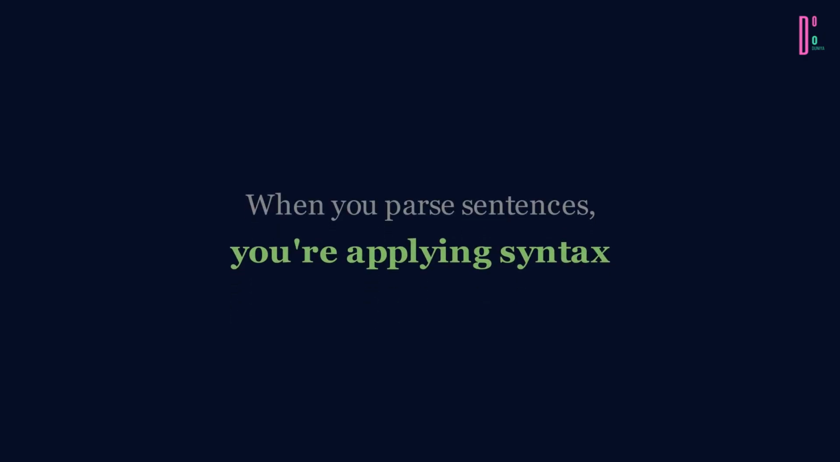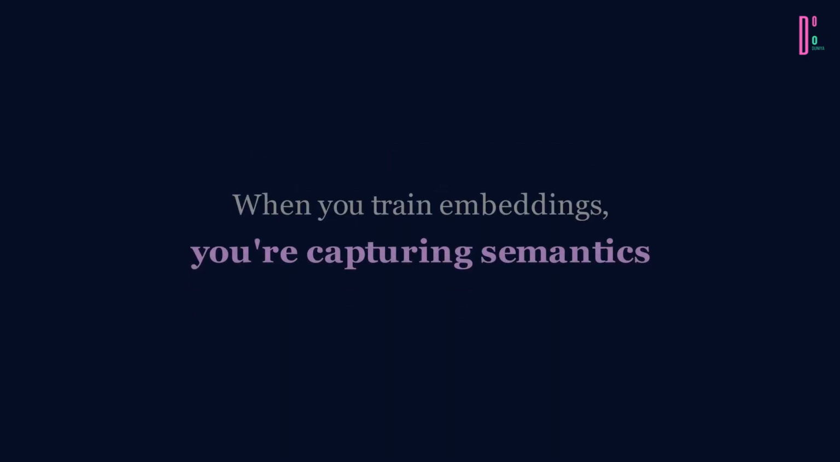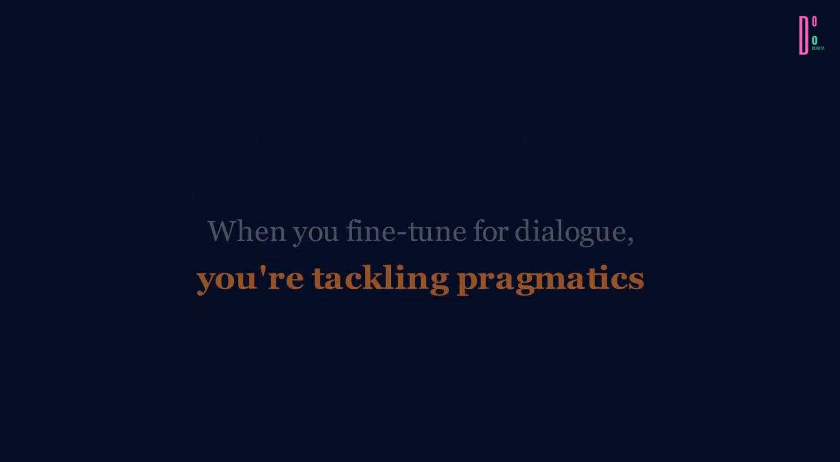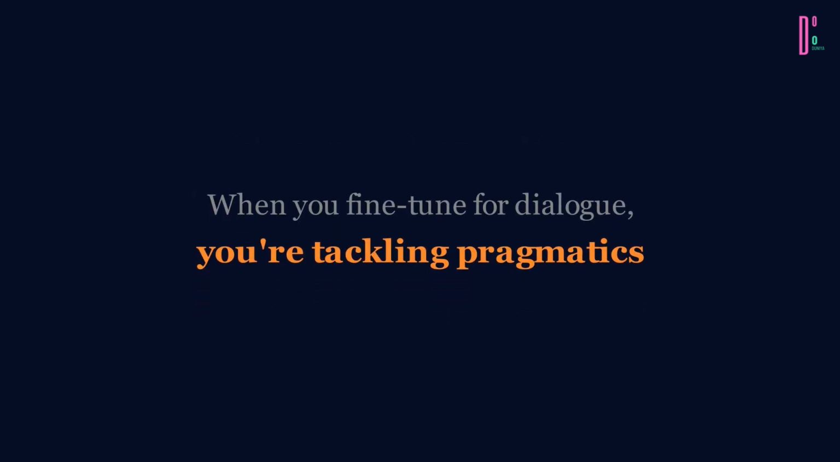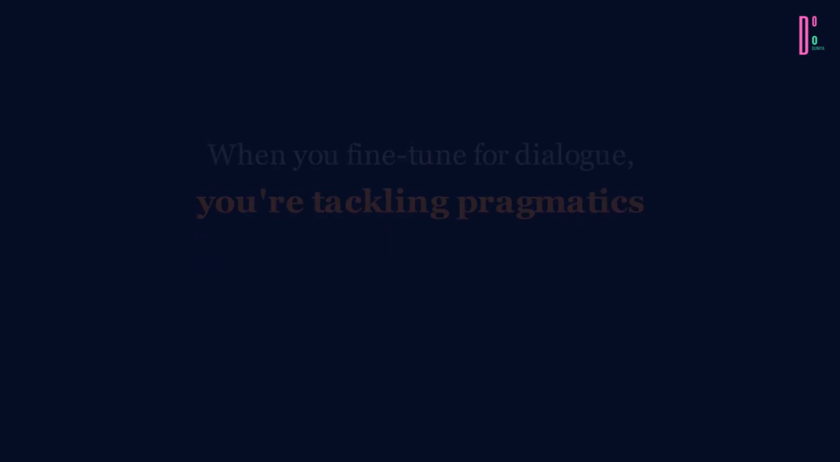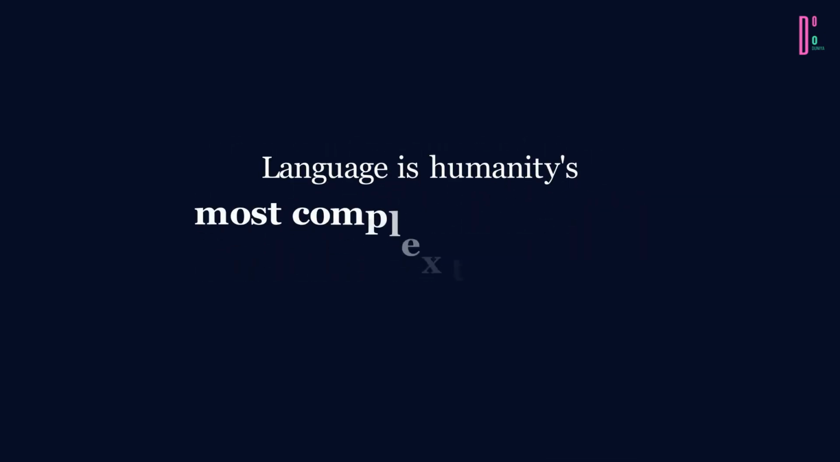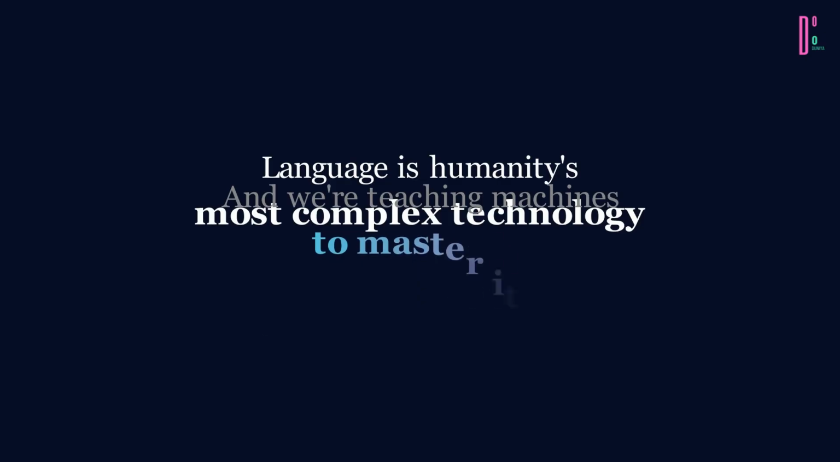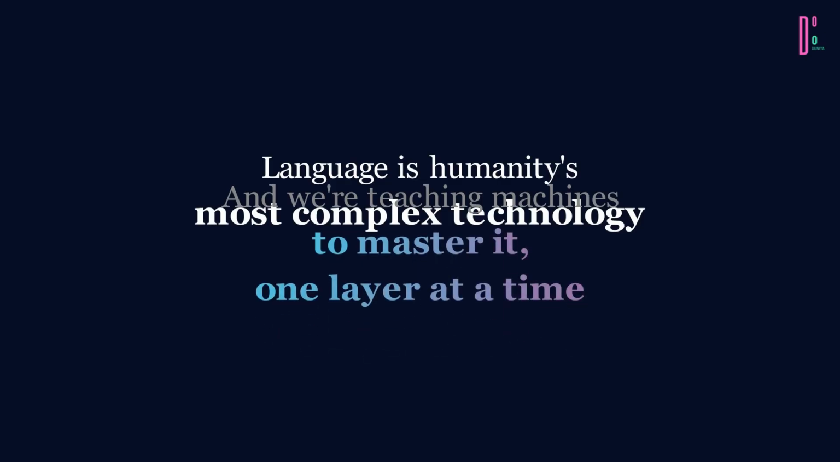Understanding these linguistic fundamentals isn't just academic. It's the foundation for building better, more reliable language AI. When you tokenize text, you're dealing with morphology. When you parse sentences, you're applying syntax. When you train word embeddings, you're capturing semantics. And when you fine-tune for dialogue, you're tackling pragmatics. Language is humanity's most complex technology, and we're teaching machines to master it, one layer at a time.